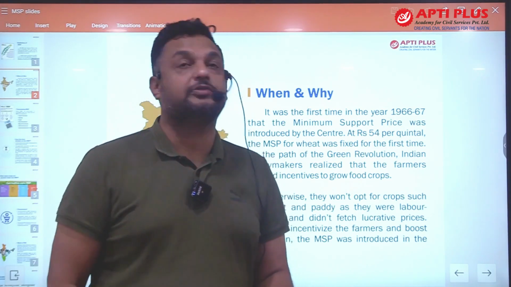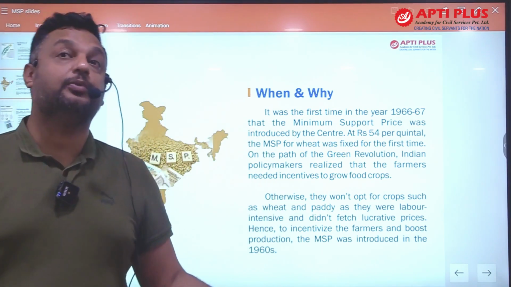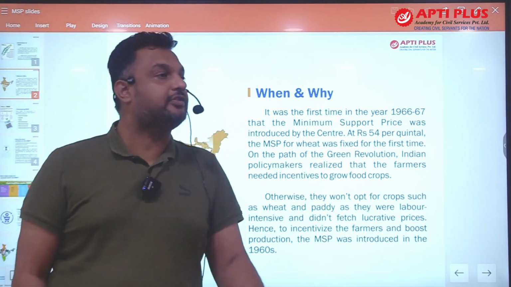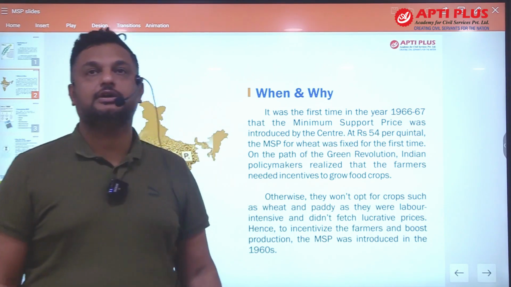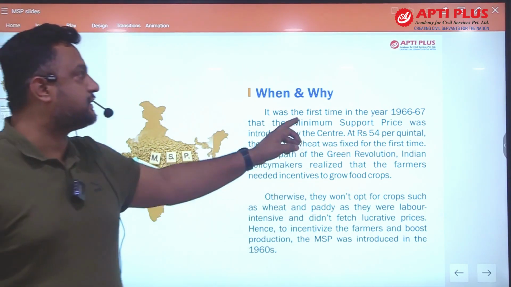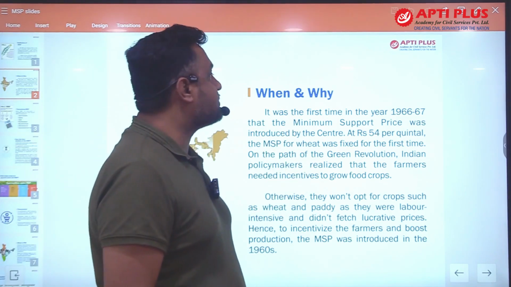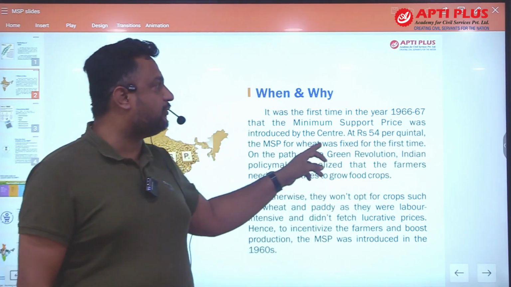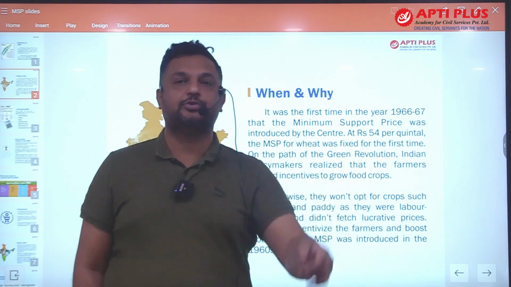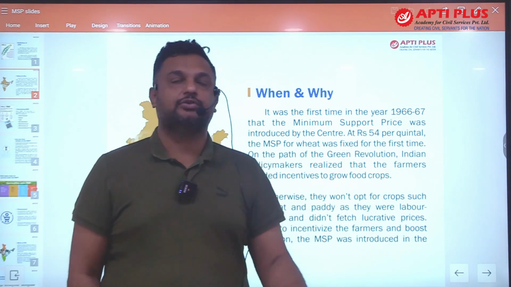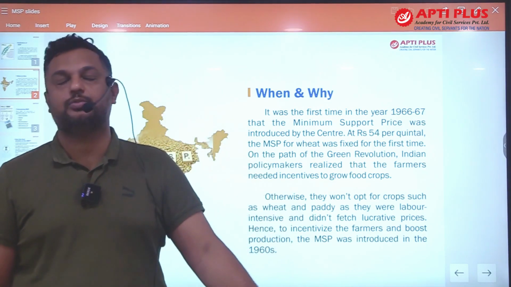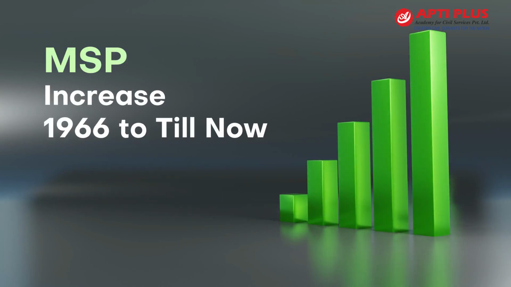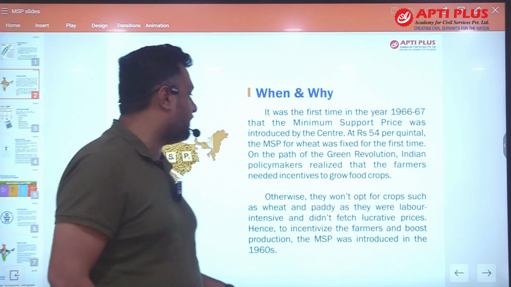So, sir, when was this MSP started, and what was the idea of giving the MSP? For how many commodities will they provide the MSP? Sir, during the Green Revolution period, that is in 1966 and 67, the central government introduced a concept called MSP. It was just 54 rupees per quintal. The MSP for wheat was fixed for the first time. And if you take now, for rice it is 2060 rupees per quintal. So the MSP has increased continuously from 1966 till now. As part of the Green Revolution, they announced the MSP.